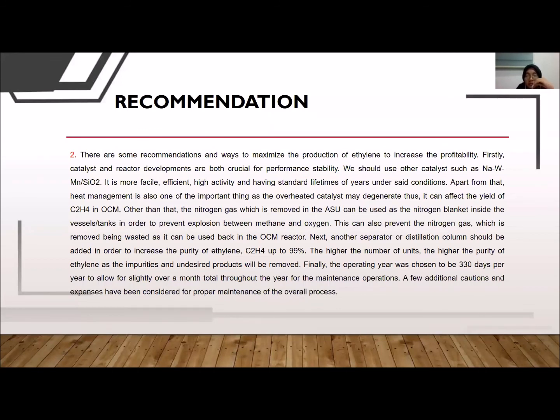And finally, the operating period was chosen to be 330 days per year to allow for slightly over a month in total throughout the year for maintenance operations.